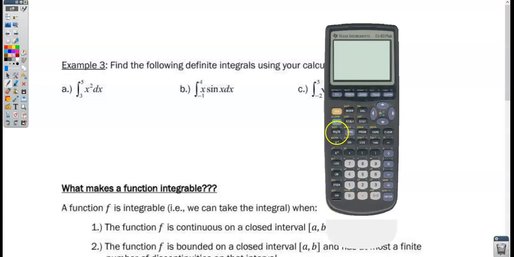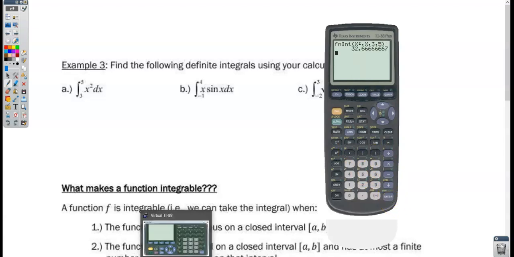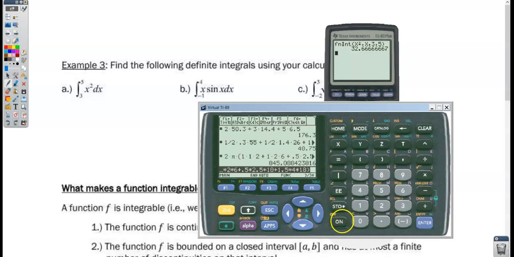Alright, so I'm going to go to math, and I go all the way down here. And yep, it's number 9, the fnInt command. So I pull that out. I type in my function, x squared, comma, the variable, x, and then my lower limit of integration, my upper limit of integration, and my calculator tells me that's 32.6 repeating. I can do the same operation on my 89.